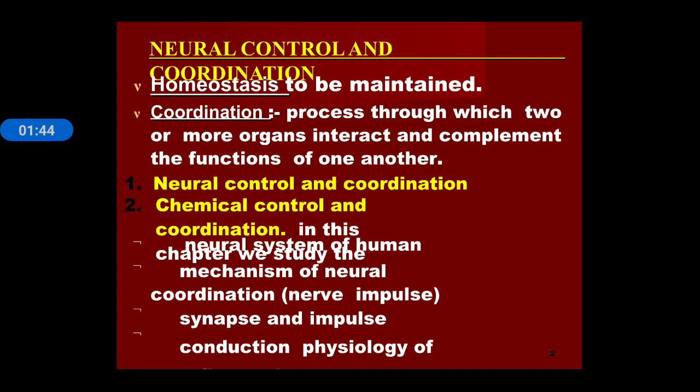Now neural control and coordination help in maintaining the internal body condition constant, and this is known as homeostasis. So next is coordination. Coordination is a process by which two or more organs complement the function of one another.